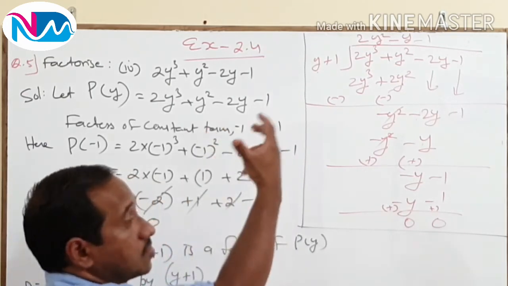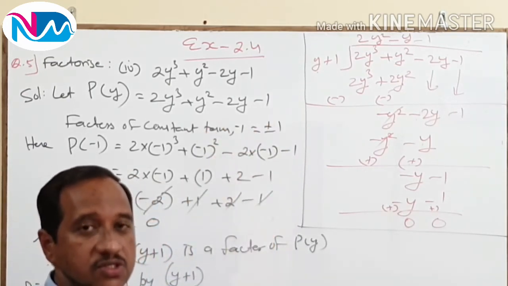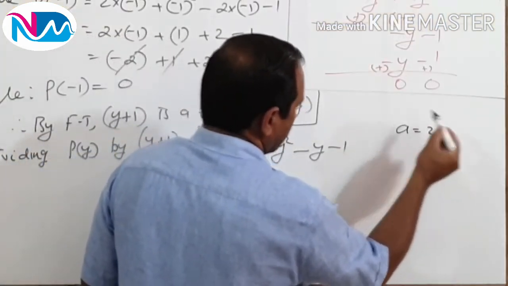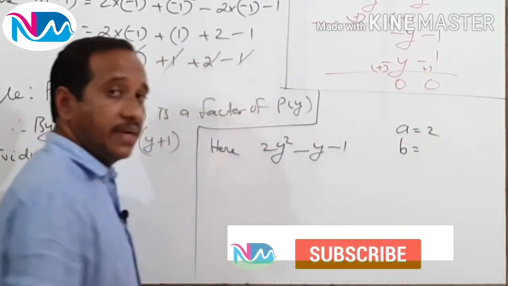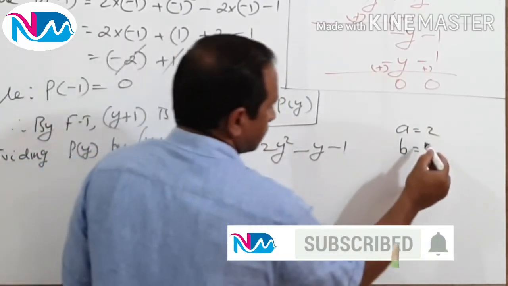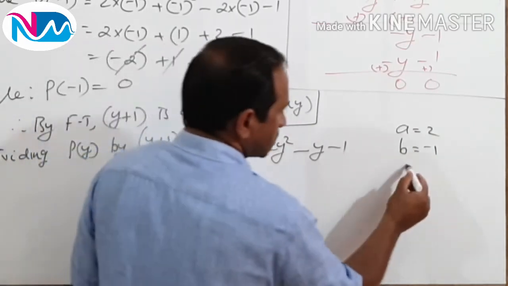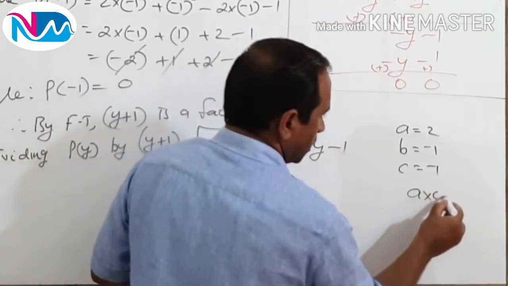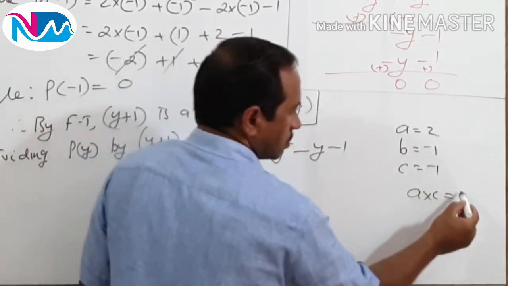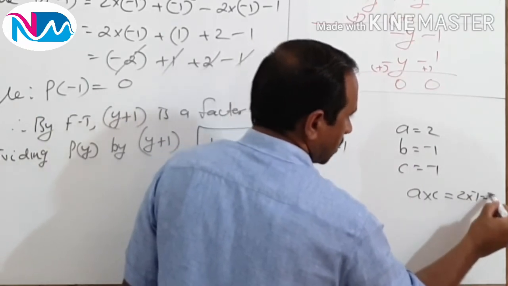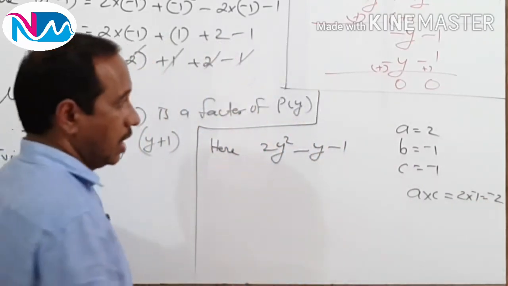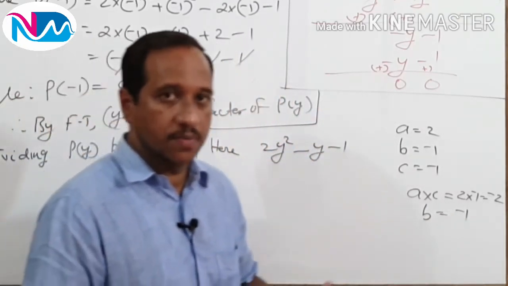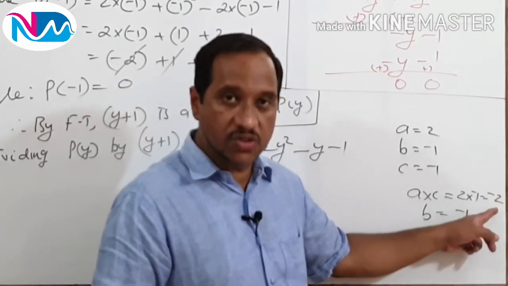We will factorize the quotient by splitting the middle term so that we will get the other two factors. In this polynomial, a is equal to 2. B means it is the coefficient of y, which is minus 1. C is the constant term, that is minus 1. We have to multiply a into c. A is 2 into c is minus 1, that is minus 2. And b is equal to minus 1. Here on multiplying a and c, we get minus 2.